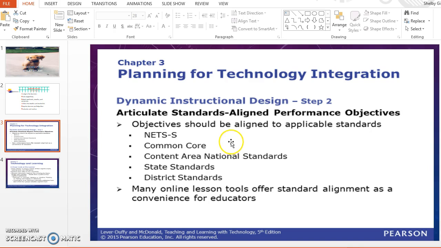And if I'm supposed to come up with objectives that can meet all these different standards, I think that would be very difficult because I imagine they all have different requirements.